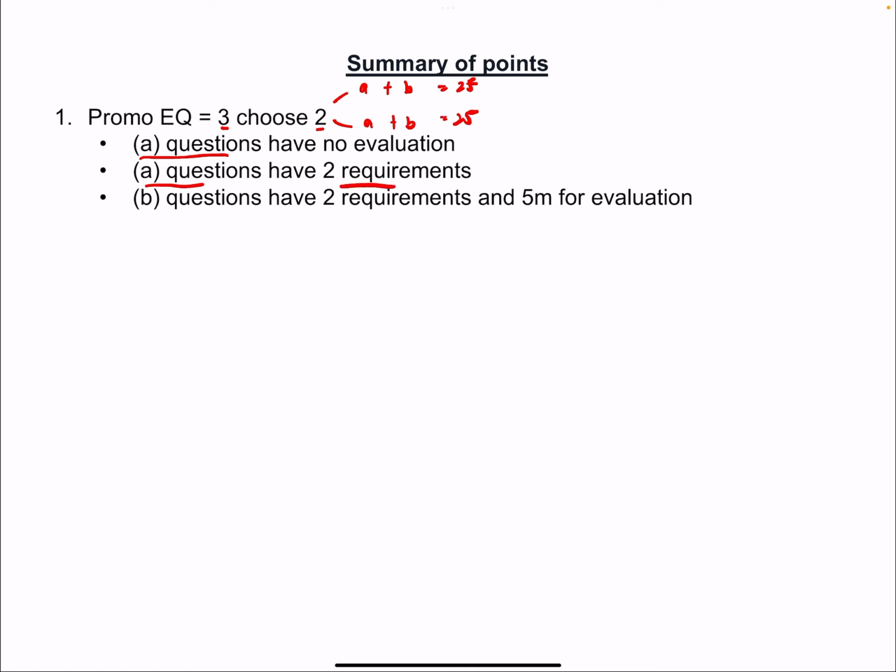All A questions have 2 requirements. This is what I told you already. Sometimes they are very obvious: consumption R1, investment R2. Part B questions also have 2 requirements, but there's an additional 5 marks for the evaluation, which means you need to write the conclusion, and where it's appropriate and you can think of a point, then in-body evaluations are also helpful.